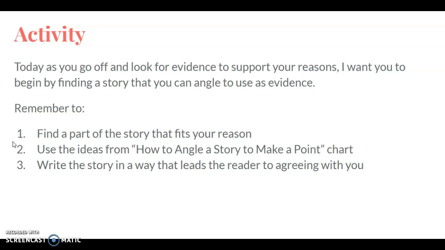So, writers, today, make sure you angle your story to make a point using the chart. Of course, starting with finding the story that you want to use from your book, and then putting pencil to paper. Go ahead in your journal and begin to write your story. It can be a couple of paragraphs long, that leads the reader to agreeing with you by supporting at least one of your reasons. We want you to do at least one mini story. We call them the mini stories for one of your reasons.